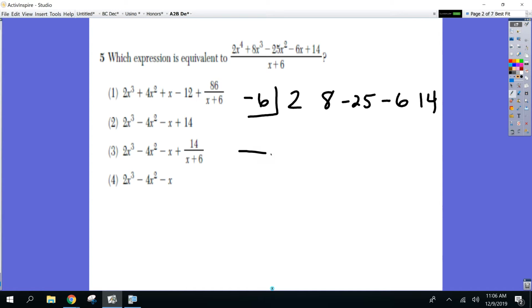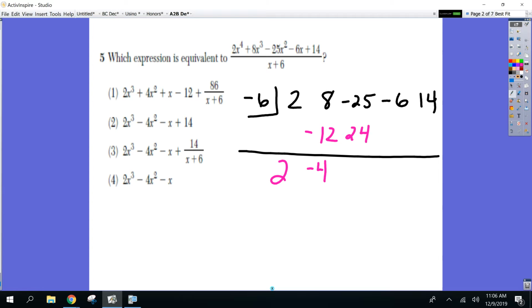All right, here we go. First step: drop the first coefficient down, 2. What am I doing with that 2? Multiplying it by the number in the corner there, so 2 times negative 6, negative 12. 8 minus 12, here we go. Multiply. Negative 4 times negative 6, positive 24.